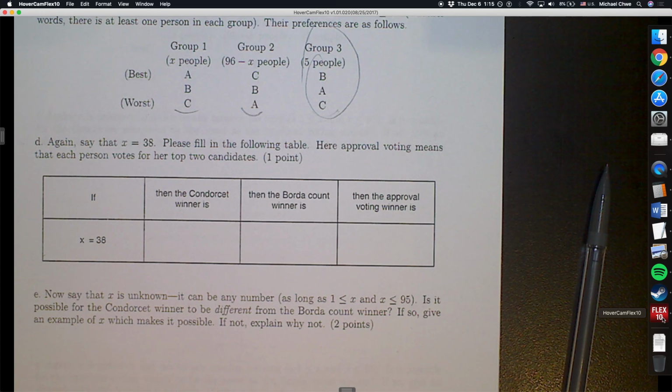Okay, how about approval voting? The top two. A gets how many votes? 38 and 5, so 43.